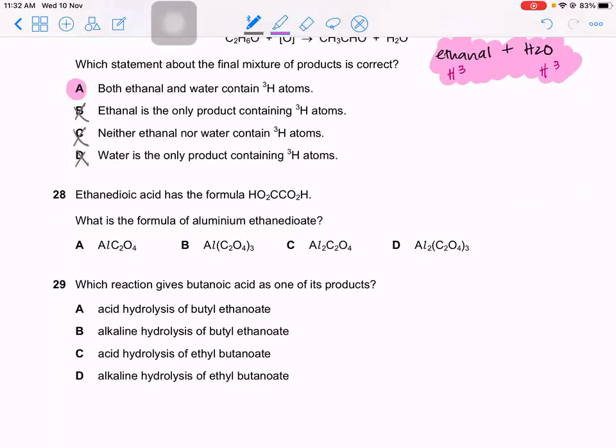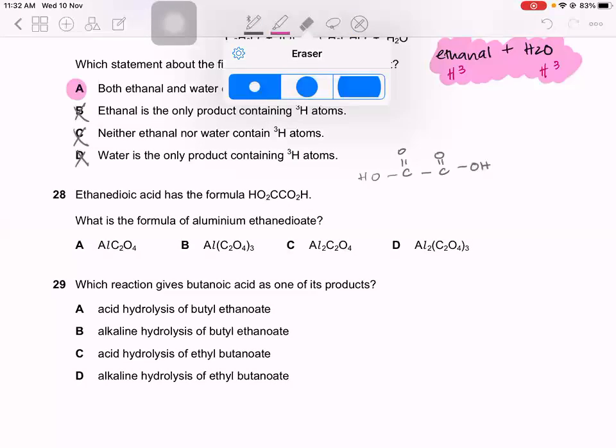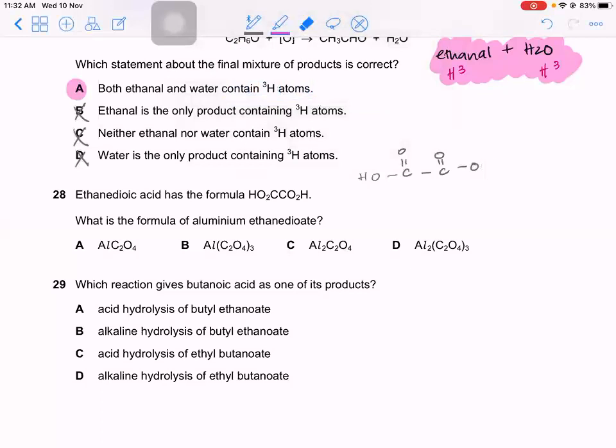What is the formula of aluminum ethanedioate? That's the salt. Now, ethanedioic acid has two acid groups. So C double bond O, OH, C double bond O, OH. Acid loses a proton, so this will become O minus. This will also lose a proton, become O minus.